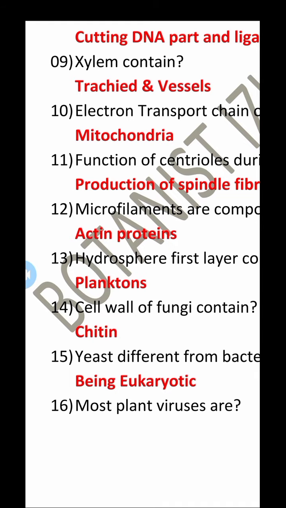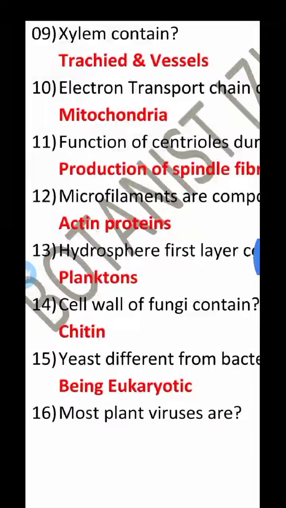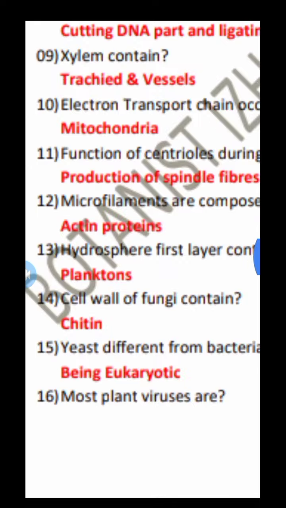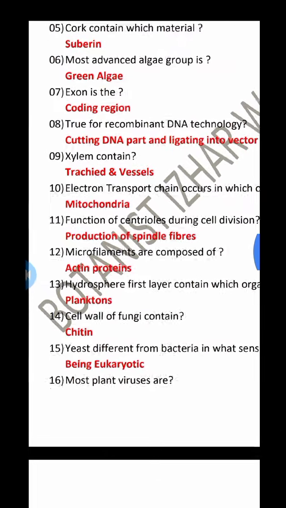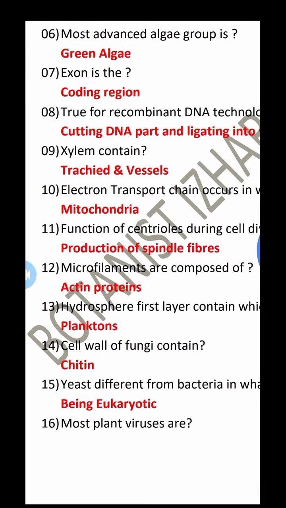The last MCQ, number 15: yeast is different from bacteria in what sense? Being eukaryotic. Yeast are eukaryotic cells. Bacteria are prokaryotic cells. This is the first difference. The second difference is that yeast have their DNA placed within the nucleus. Bacteria do not have a nucleus, hence the DNA is scattered within the cytoplasm.